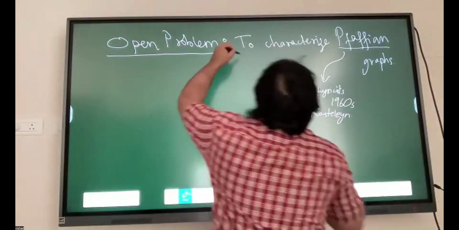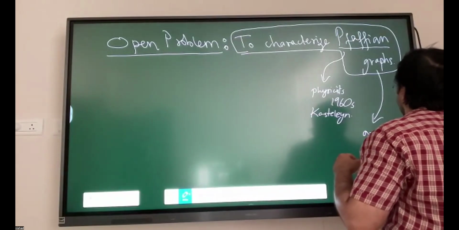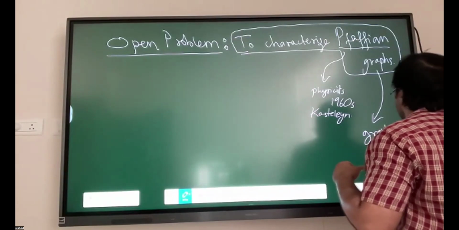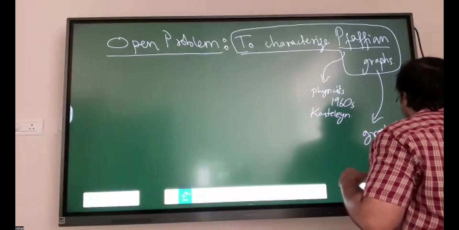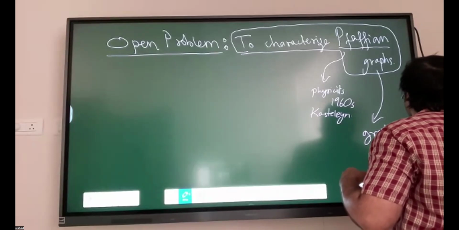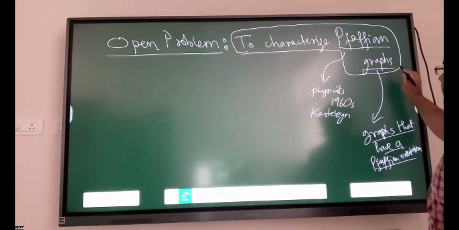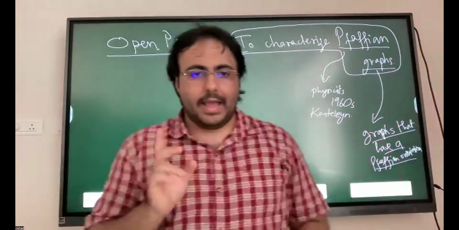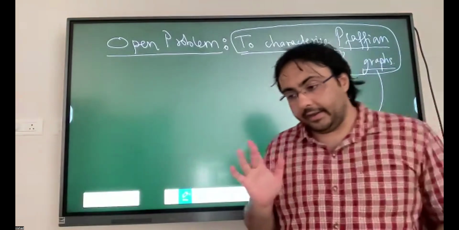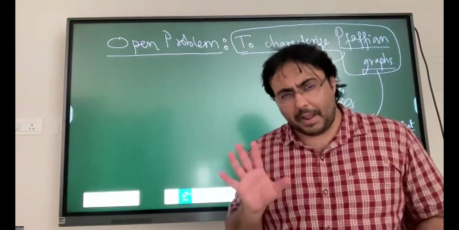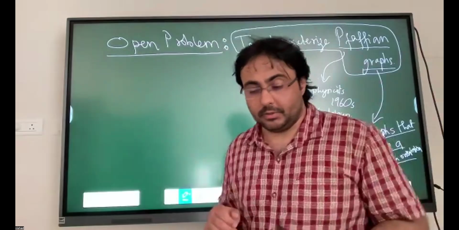So the question is, can we characterize those graphs that have a Pfaffian orientation, whatever that means? Okay. So these graphs are called Pfaffian graphs. And this is probably one of the most important open problems in matching theory. And it is well understood for bipartite graphs. However, for non-bipartite graphs, we don't really understand them. In particular, the problem is not known to be in polytime.